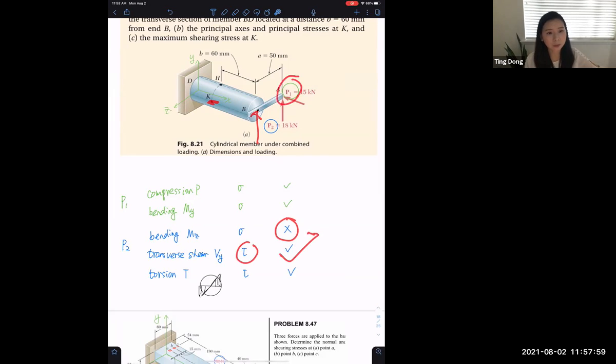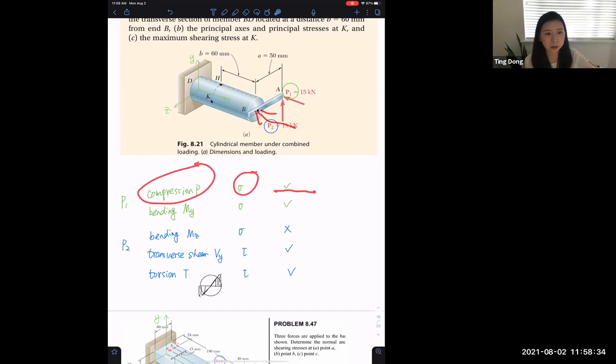And back to P1, of course, this force times this moment arm will generate a bending moment about the y-axis, so the beam will bend in this way, right? So we have My, and if we move P1 here, basically P1 is equal to the force moved here plus the bending moment. And so this force will generate compression, compressive normal stress, constant everywhere. No matter what point we're talking about, it always has normal stress.